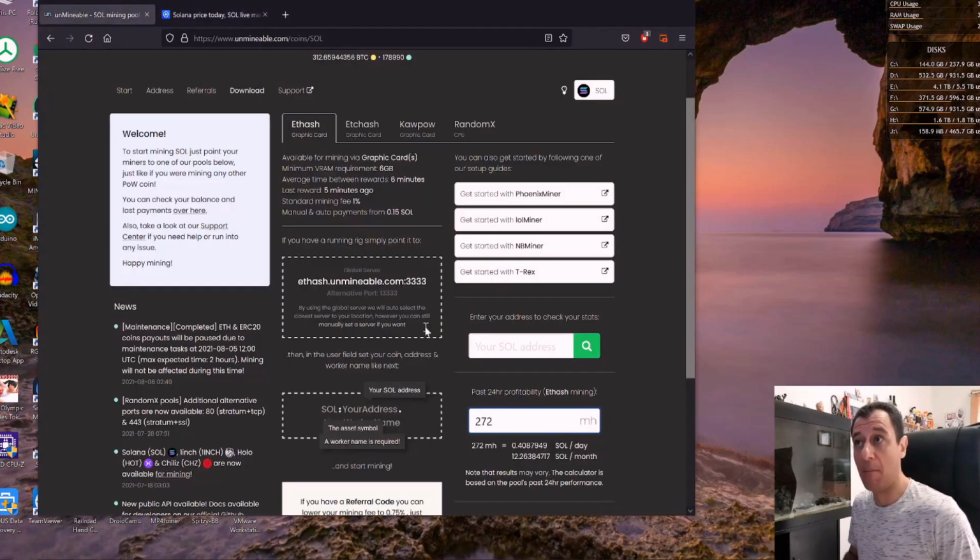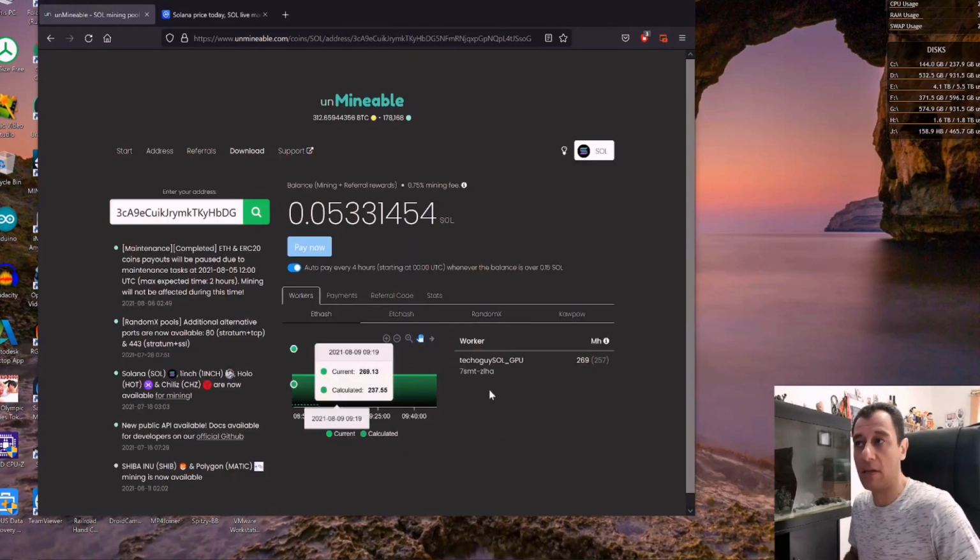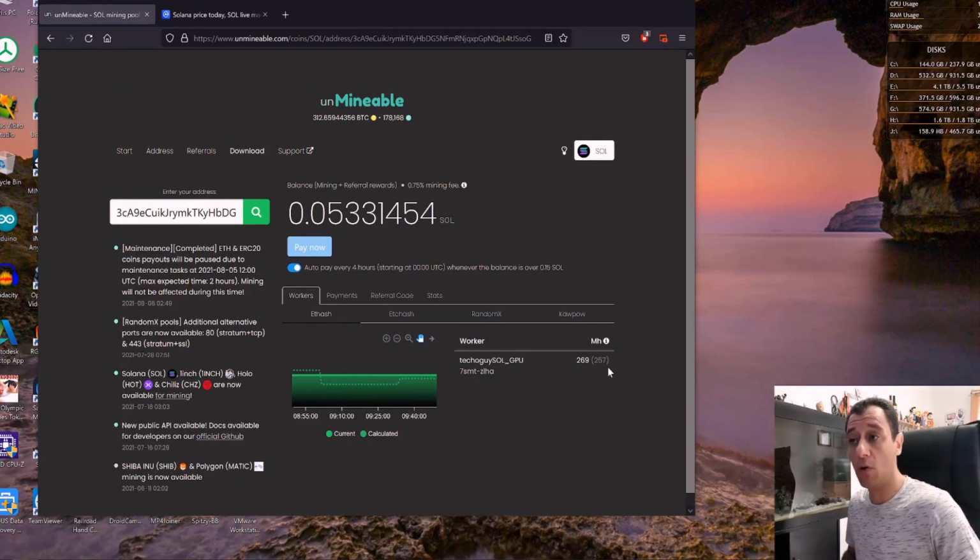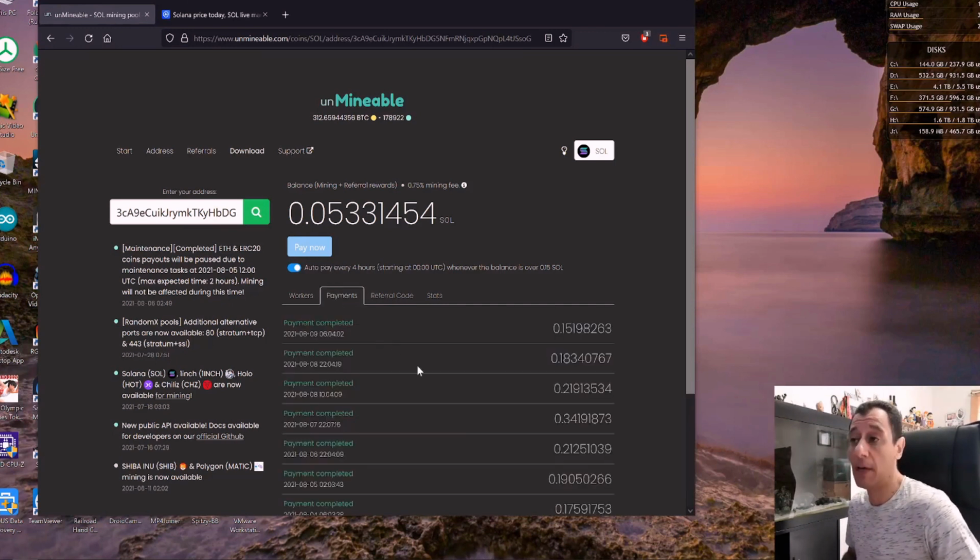So if I go back to the unMineable site, I'm going to put in my Solana wallet address here. Here you can see that I am still mining at the moment. My calculated hash rate is around 257. So it's not always going to be the constant 272. So when you're calculating in the unMineable website calculator, take that into consideration as well, that you are calculating as if it was always going to be at 272. There are occasions where I have gotten a higher calculated hash rate, which is kind of making up for the lower one as well. And as I mentioned earlier, I did have to stop this because it was just getting too hot and I don't want to damage my GPUs.